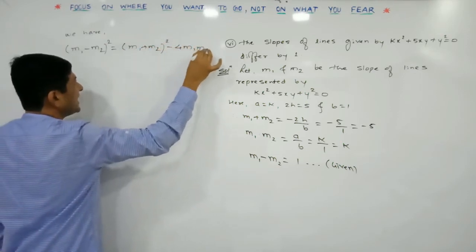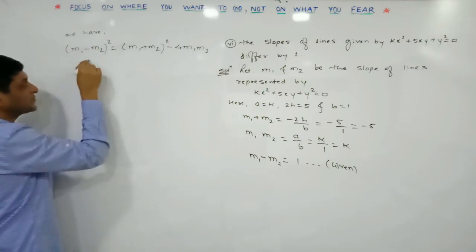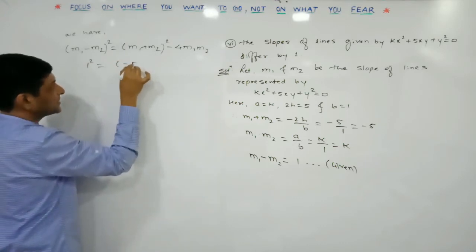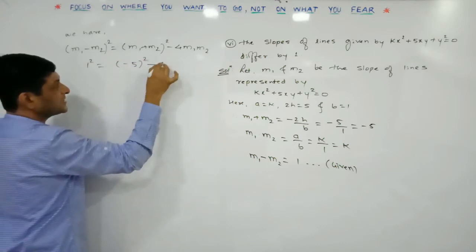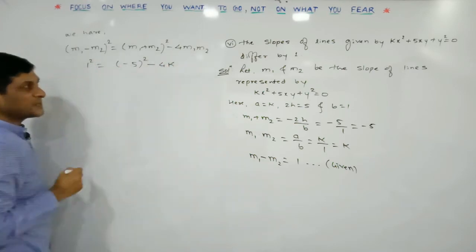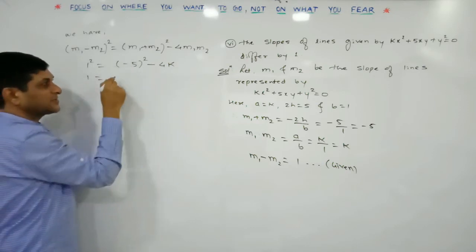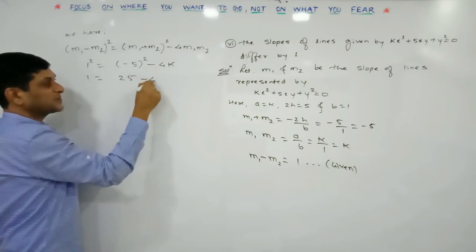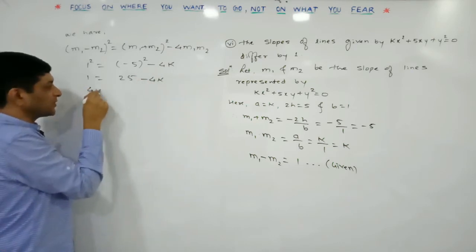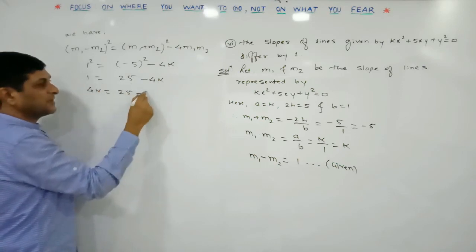So now I am replacing m1 minus m2 by its value 1 square, m1 plus m2 by its value, that is minus 5. Keep the square as it is, minus 4 also as it is, m1 into m2 is equal to k. So square of 1 is 1, square of minus 5 is 25, minus 4k, keep it as it is. Minus 4k on this side will become plus 4k, on this side 25, keep it as it is, and plus 1 on this side will become minus 1.